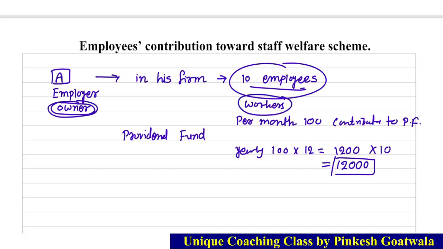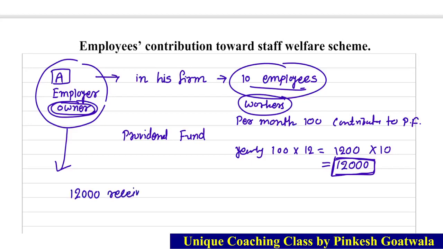So this provident fund scheme was started for the workers, and from each worker ₹100 per month is cut from their salary. So indirectly their yearly contribution was 12,000. Now this 12,000 was received by the employer, the owner. So you can see that the employer gets 12,000 every year as a contribution to PF by the employees.